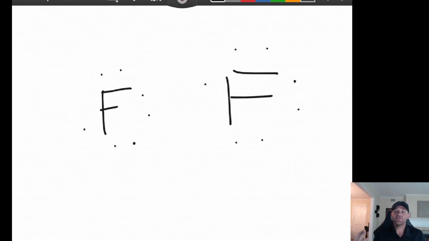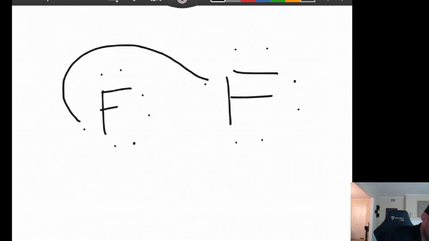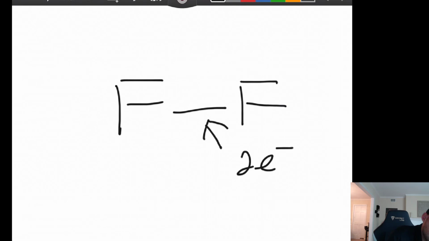Okay, so now I need to find a way to combine these, fill my octet. Remember, the octet says that every atom wants to have 8 valence electrons. So I need to find a way to make both of these have 8 valence electrons. The easiest way to do it is to combine and share those 2 single electrons. So what that ends up looking like is this right here, a bond in which this line represents 2 electrons shared together in a bond, and then I fill out my other valence electrons. So 6 around that, 6 around that.